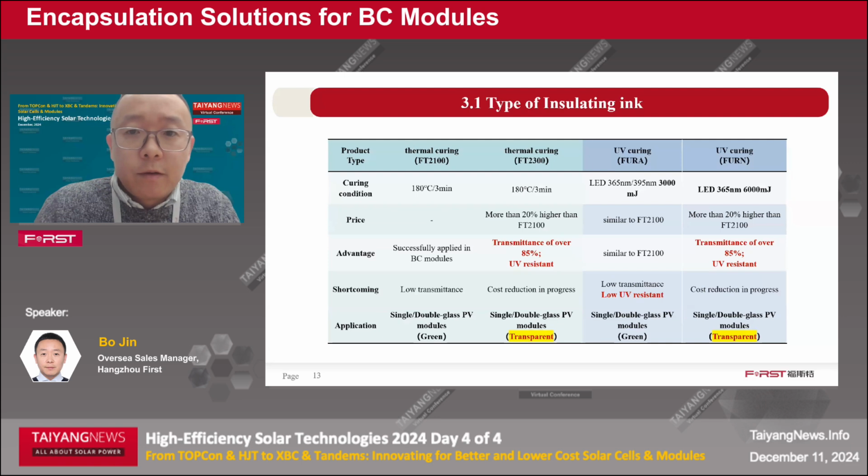In general, we have two types of insulating ink. One is the thermal curing type, and the other one is the UV curing type. We could offer the insulating ink with colors and also with a transparent version. The transparent version is possible for both thermal curing and UV curing types.